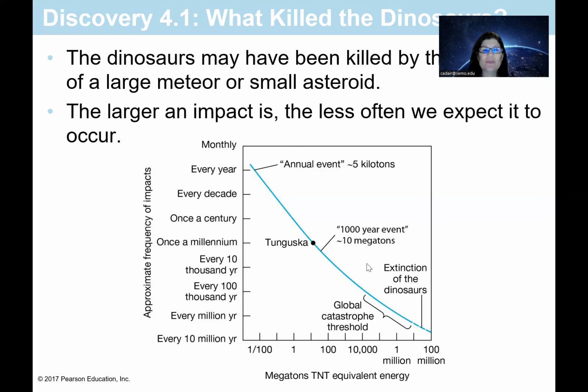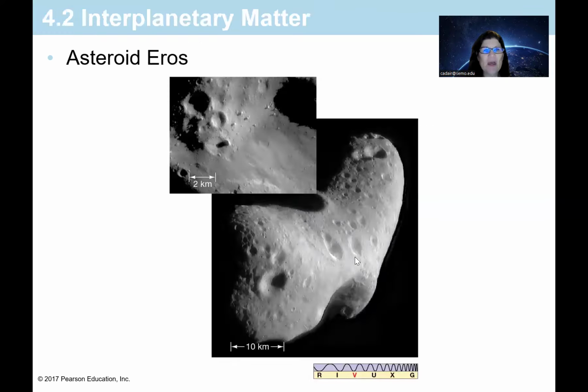Anyway, so there we go. Here's asteroid Eros. This is 10 kilometers apart, 2 kilometers apart. There's a boulder sitting up there, and these are impact craters. So other things have hit it and made dents in there.